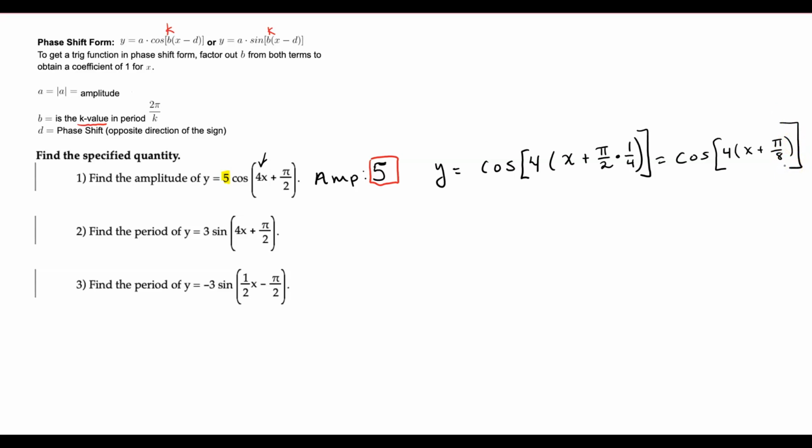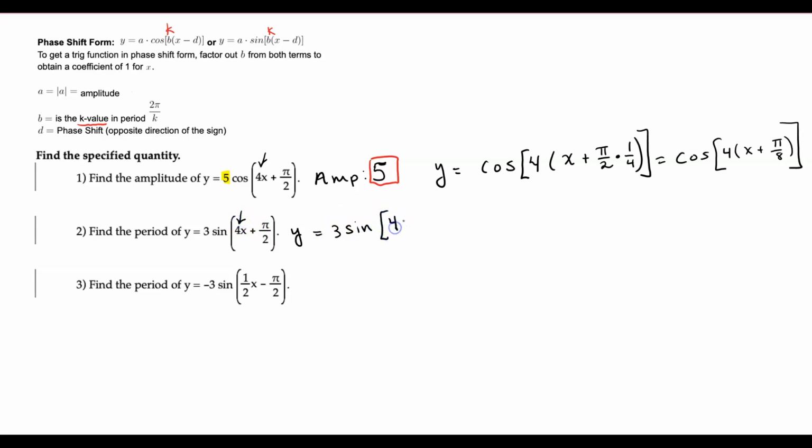We're going to take a look at another example, number 2. In number 2, they ask us to find the period. In the first case, we were looking for amplitude, and in the second case, period. So we are going to need to write number 2 in phase shift form. We start off with y equals 3 times the sine. Now I notice I've got this 4 right here, so I'm going to divide again by 4.